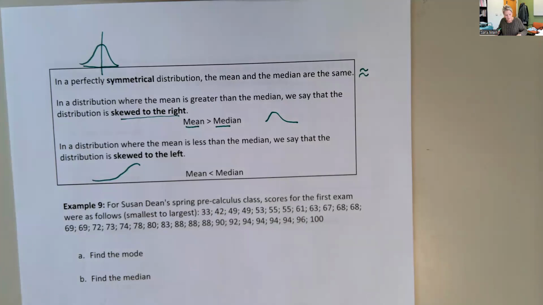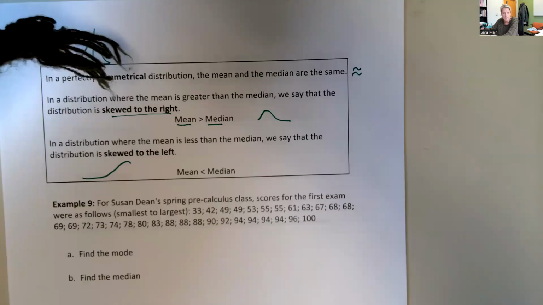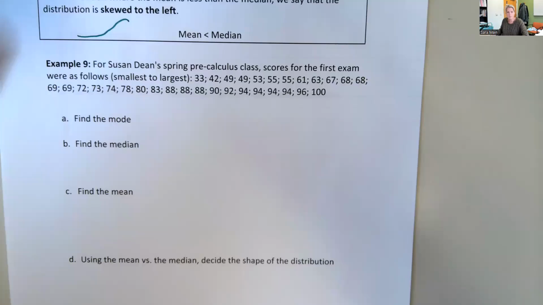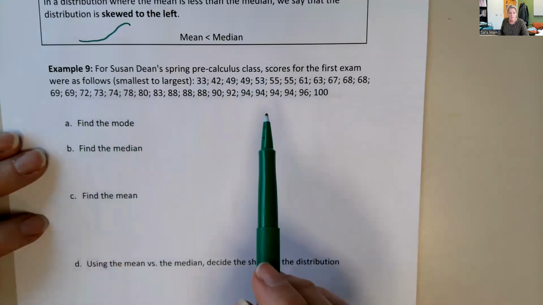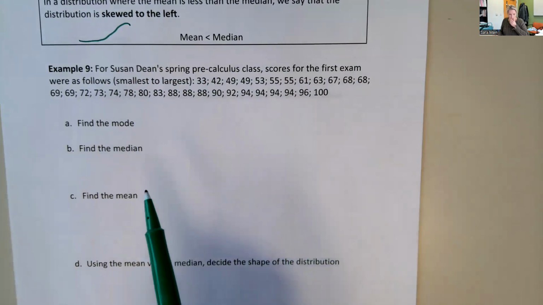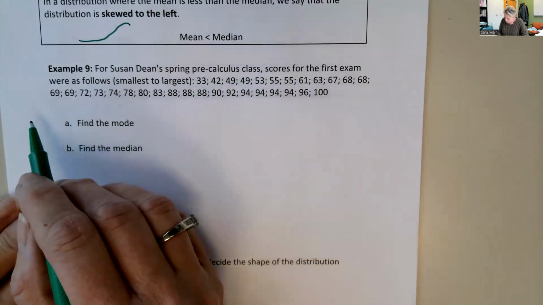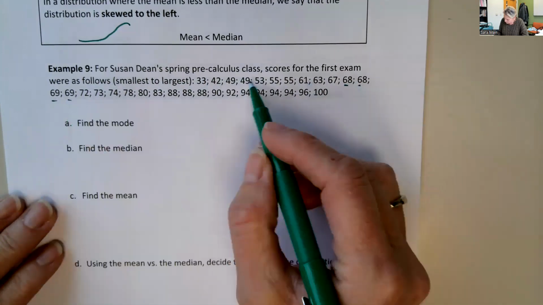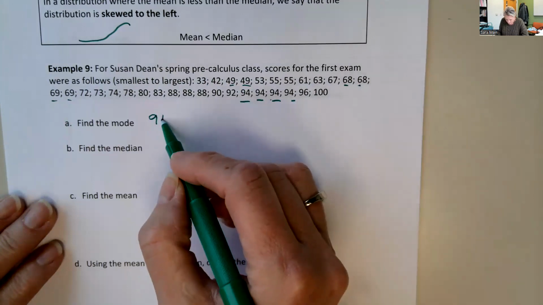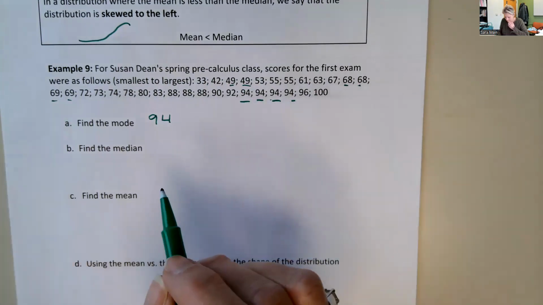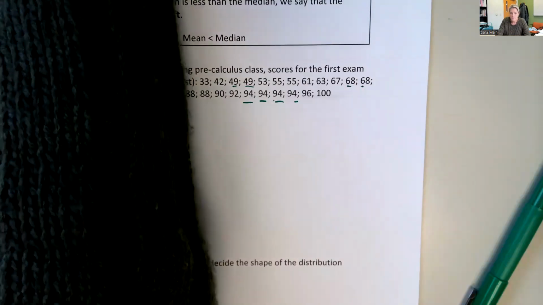So we have a couple more data sets to give us practice looking at the big picture here. So first we have Susan Dean's spring pre-calculus class, scores for the first exam were as follows. And you can see from the Desmos link, I put this in Desmos. The mode we have to calculate by hand. And if you look at the ones that have multiples, it looks like 94 had the most. It has 4 observations.